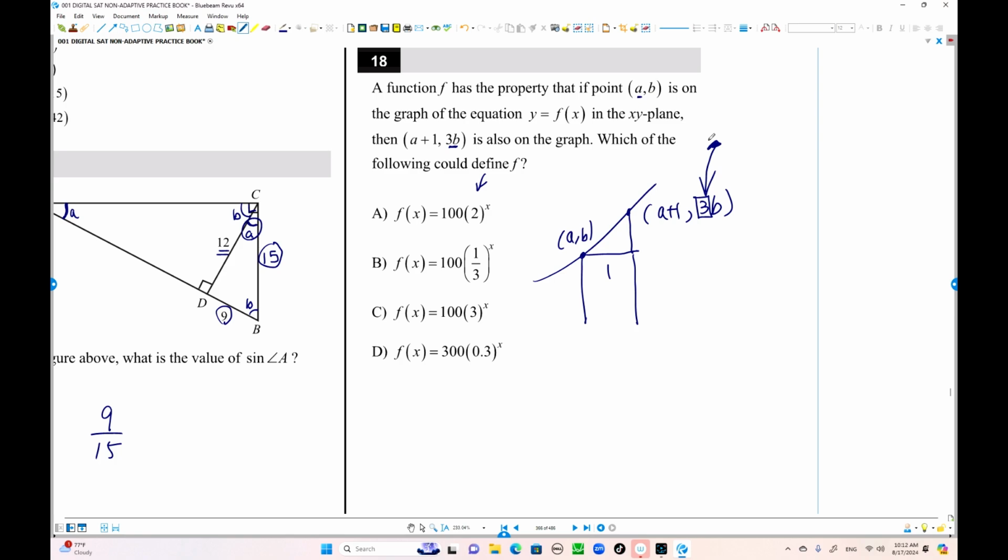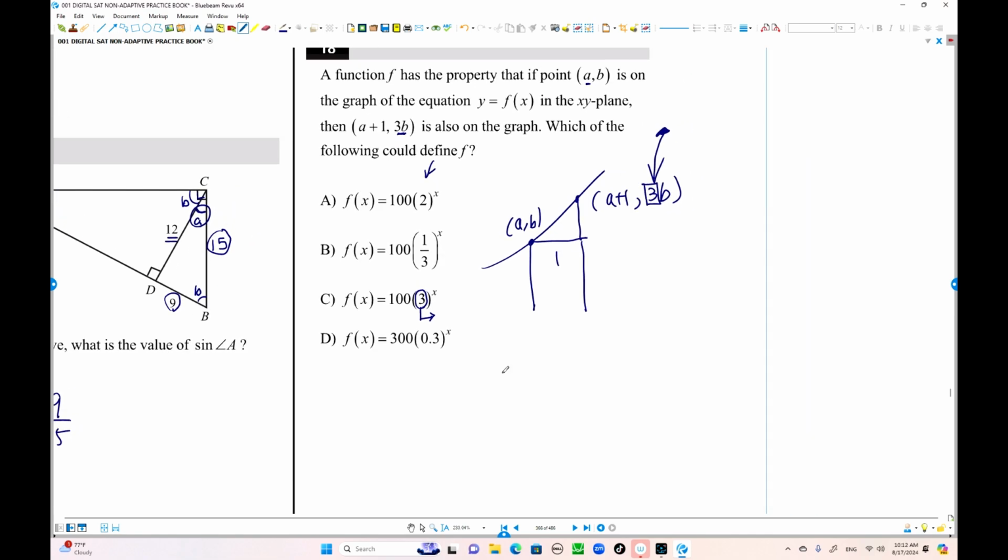Which one is 3 times? This is geometry, right? Yeah, 3. This base number is 3, that is 3 times increased. Or you can plug these numbers into the equation. First, we can check this one.